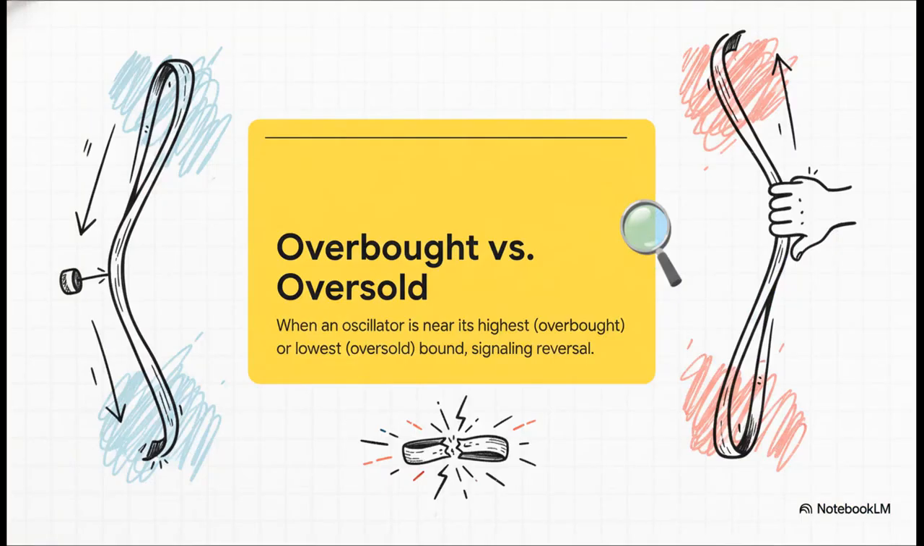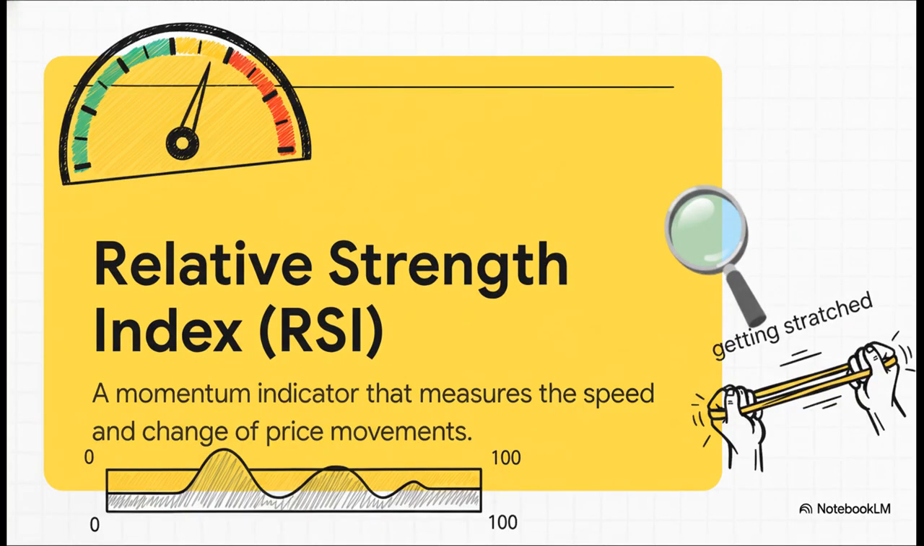Now, before we grab our speedometer, you have to get these two terms down. Overbought and oversold. The best analogy is a rubber band. If you stretch it way too far in one direction, what happens? It's going to snap back, right? That's overbought. Stretch it too far the other way, and the same thing happens. That's oversold. And our speedometer for this is the Relative Strength Index, or RSI.